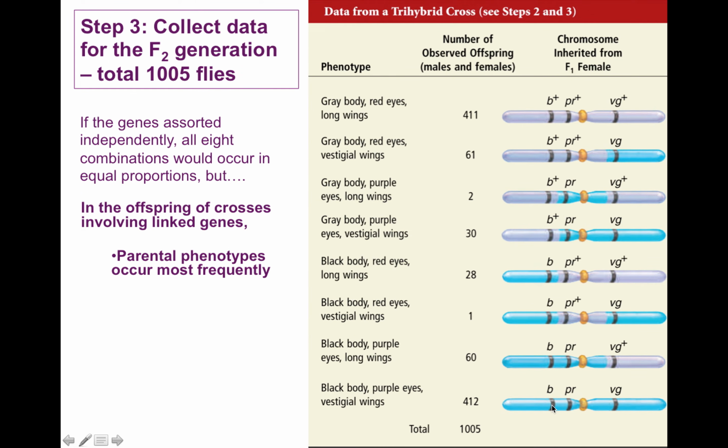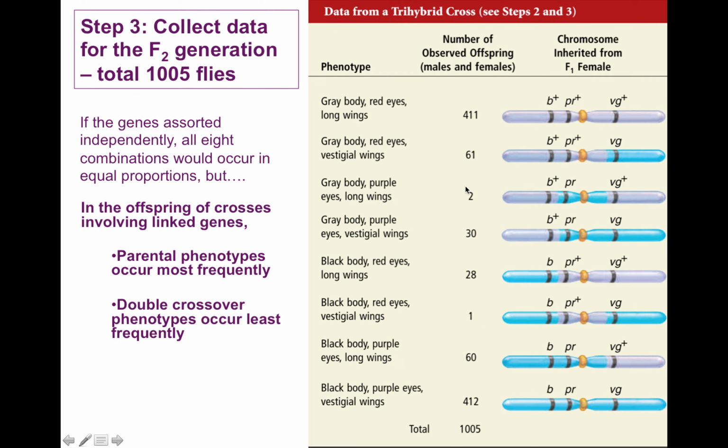So we have the mutant black body, purple eye, and vestigial wings, and then we have another chromosome with all 3 of the dominant alleles here. So these are the unrecombined parental chromosomes. Double crossover phenotypes occur the least frequently. So which are the double crossovers? It's this one and this one.